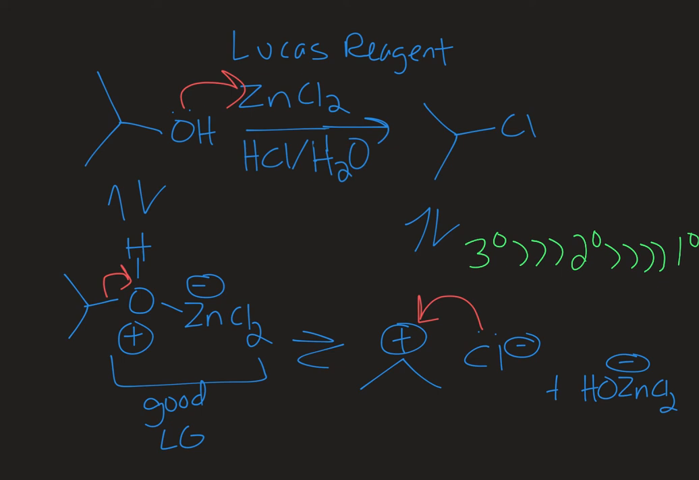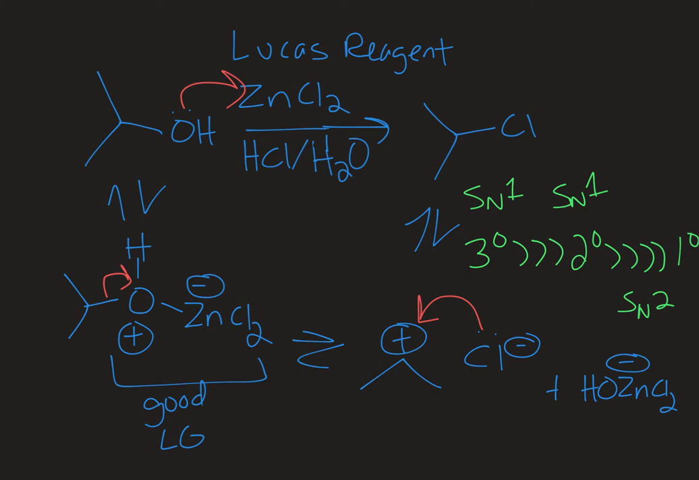So the tertiary system is going to go via SN1. It's just too crowded for a backside attack anyway. By introducing the zinc chloride, we can ensure that the secondary system goes via an SN1 because we're making a really good leaving group. Now the primary system won't be able to go via an SN1, and that's where it really matters that we have chloride instead of bromide.